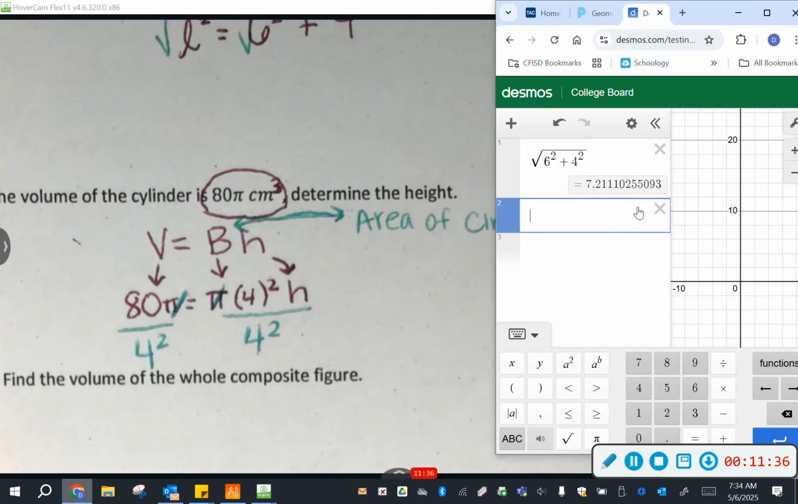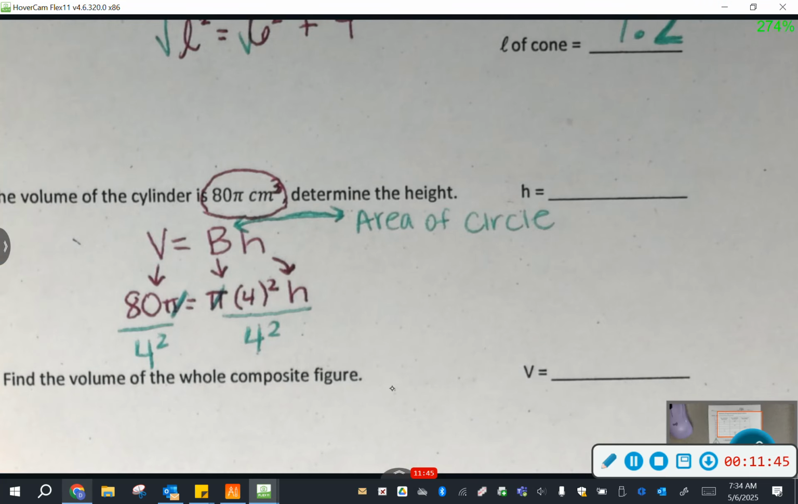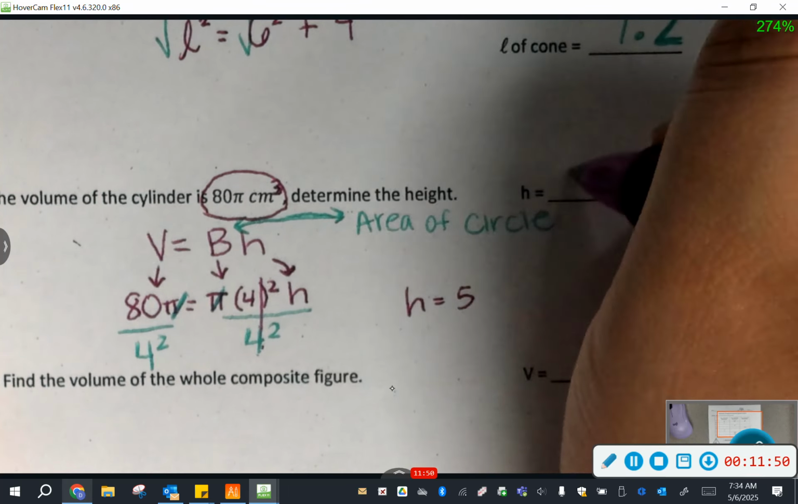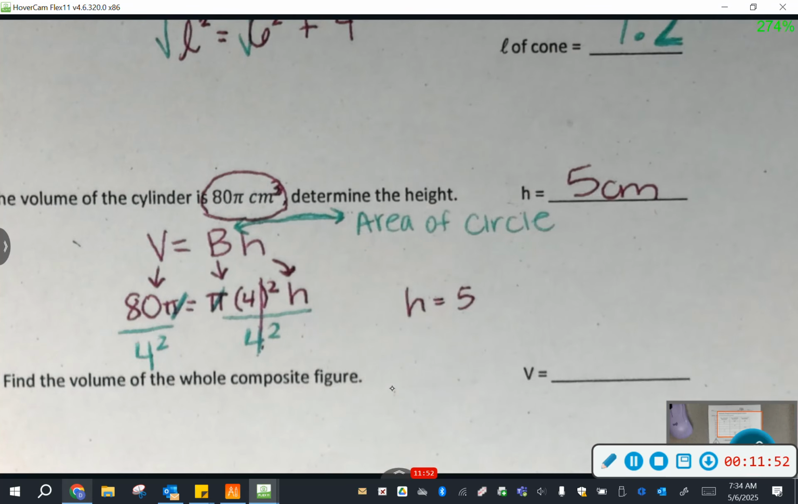So in my calculator, I'm going to do 80 divided by 16. 80 divided by 4 squared is 5. So what is my height? H equals 5. And it's 5 centimeters.